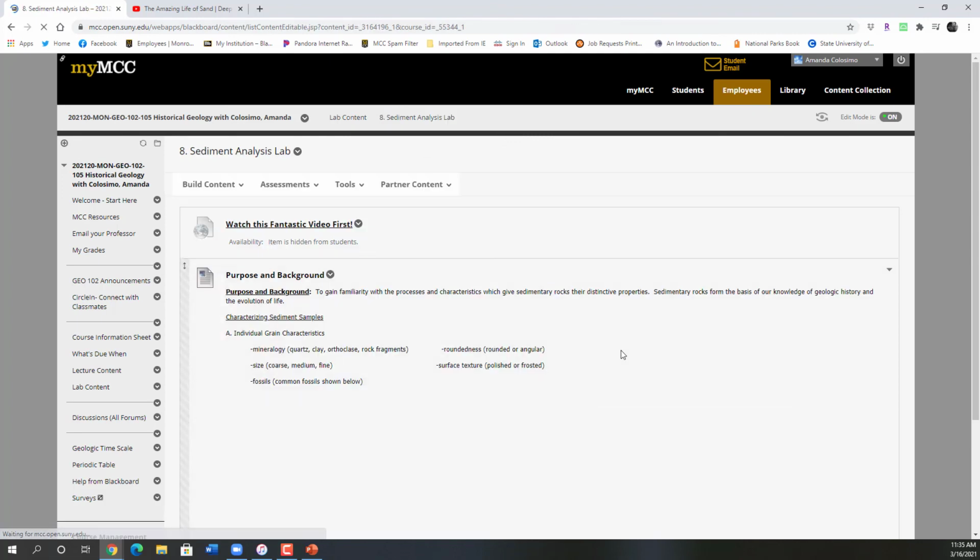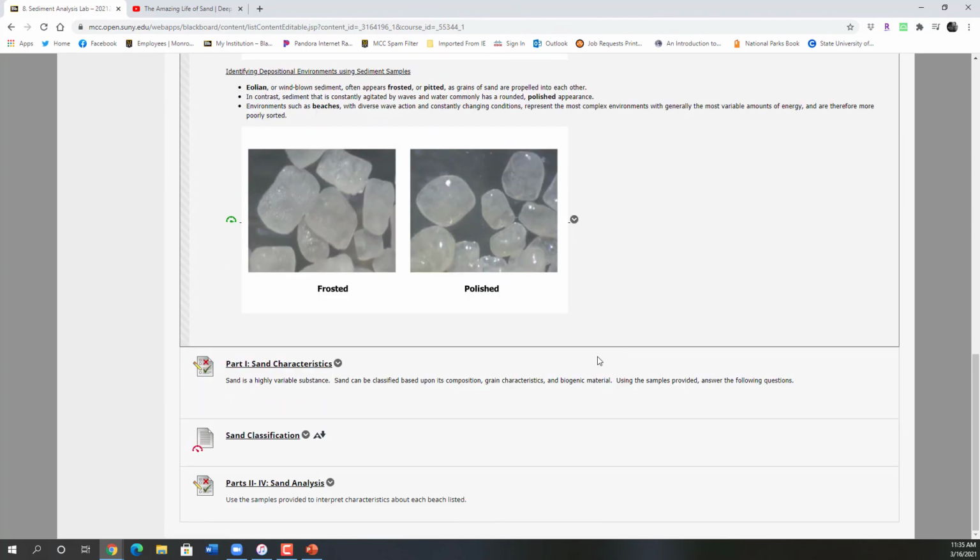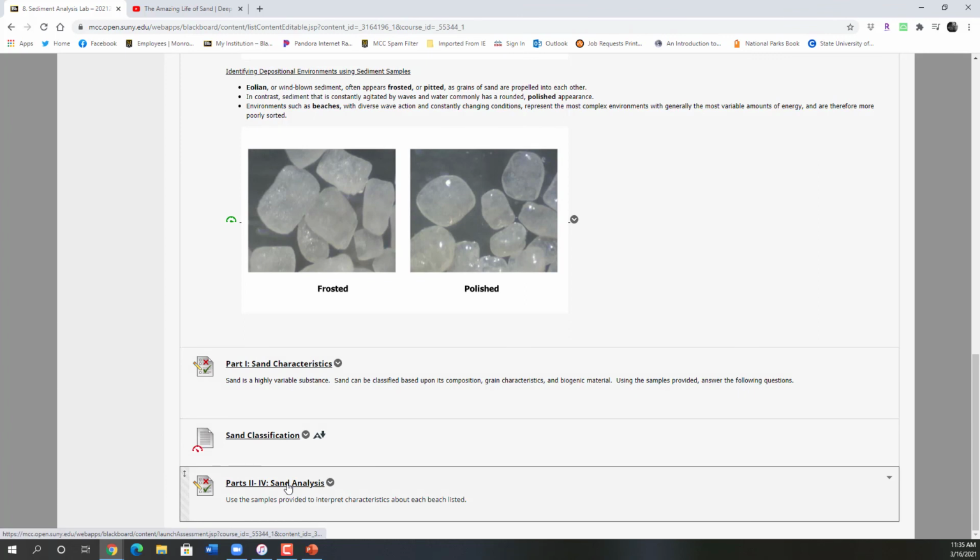So you're going to use that classification guide to answer some questions for parts 2 through 4, and then look a little bit at the size of sand and how that can be used to infer the slope of a beach.